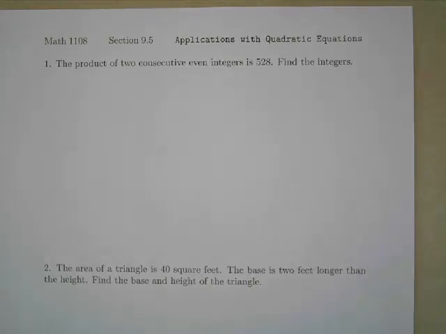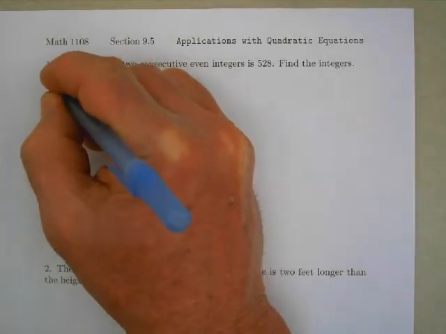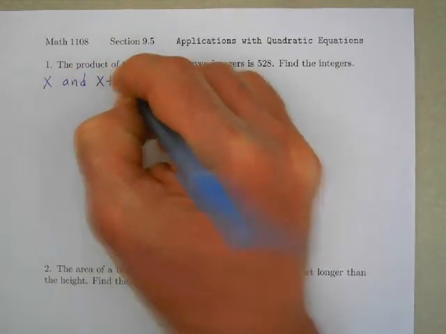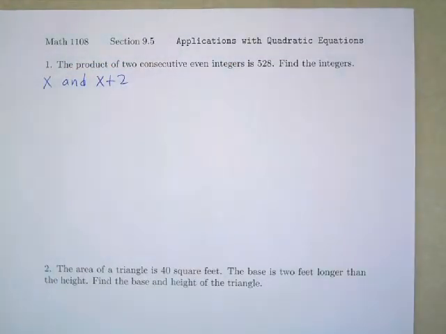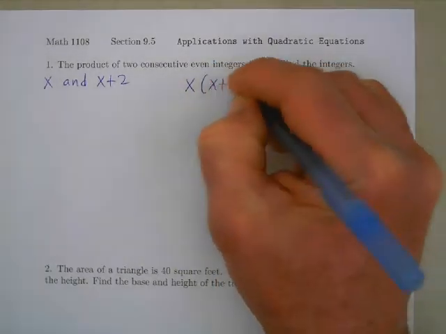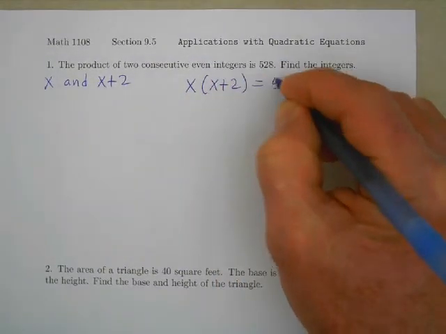Math 1108, Section 9.5, Applications with Quadratic Equations. In number 1, the product of two consecutive even integers is 528. Find the integers. Two consecutive even integers differ by 2, so x and x plus 2 can represent the two integers. The product, which means multiply x times x plus 2, is 528.